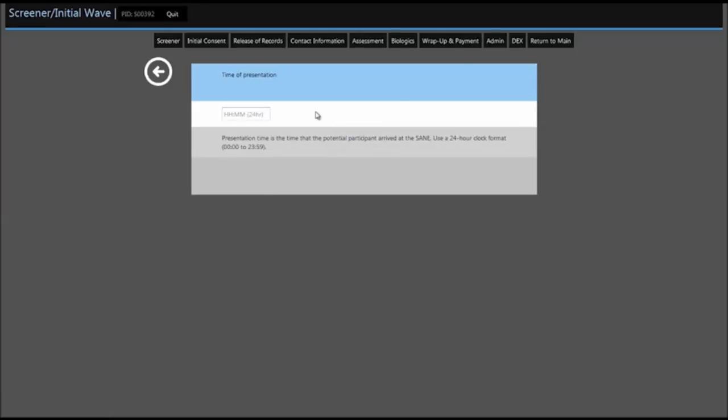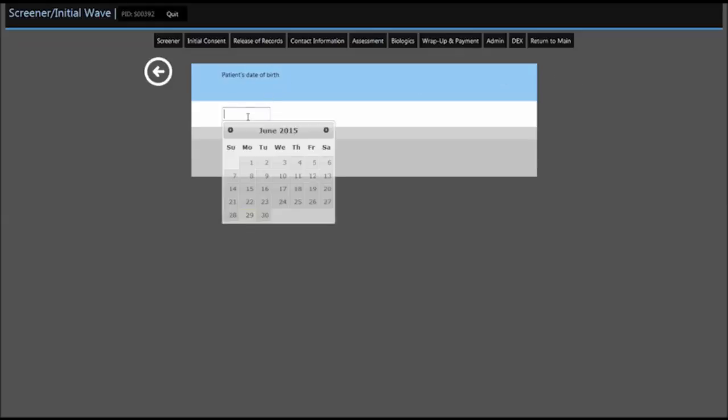The time of presentation is the time that the person presented for care at the SANE. So not the time that the RA was called and not the time that the RA is completing the screening, but the time that the person actually came in. And you can probably find this in the medical record. It's important to note too that this is in the 24-hour clock format. You'll also enter the patient's date of birth.